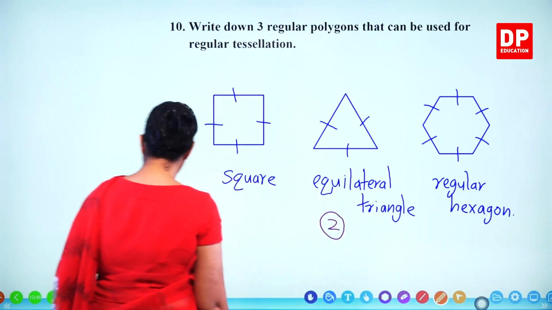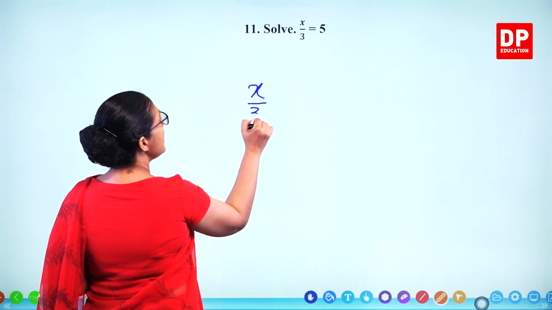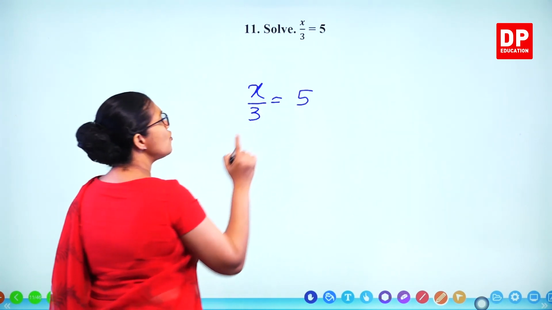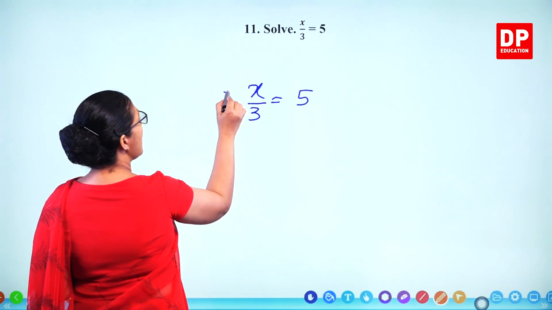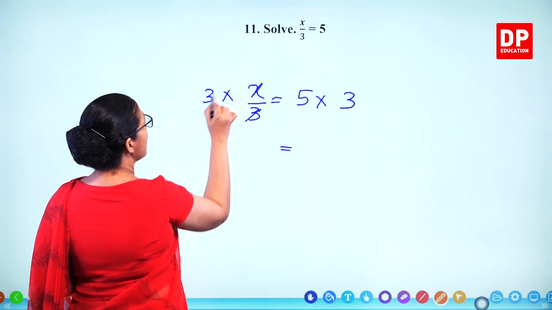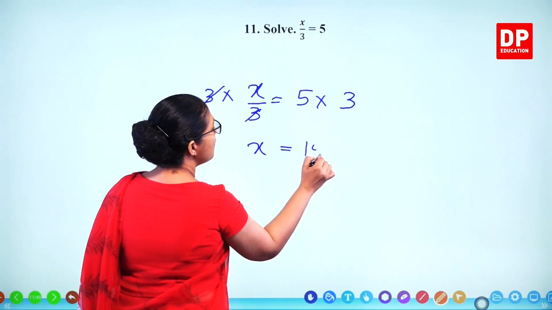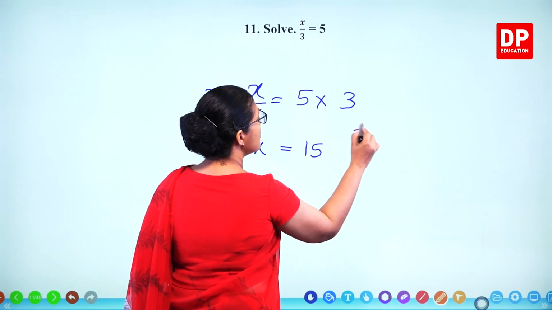Question number 11. Solve. X over 3 equals 5. Solve means you have to find out the value of the unknown letter. Multiply both sides by 3. You get x equals 15. 2 marks.